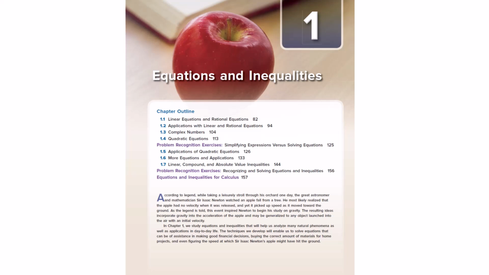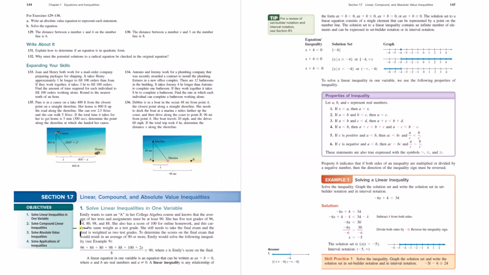All right, we're on the final section of Chapter 1. In this video, we're going through Section 1.7, which is on linear, compound, and absolute value inequalities. In this section, we're not talking about equations. The equals is replaced with an inequality: greater than, less than, greater than or equal to. How do we solve inequalities?